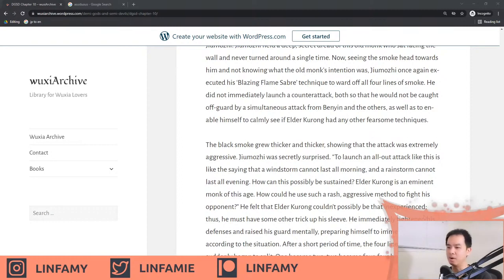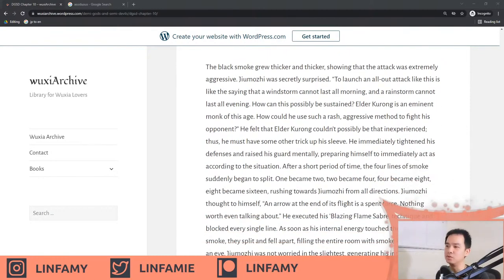Emperor Kurong is an eminent monk of this age. How could he use such a rash, aggressive method to fight his opponent? He felt that Elder Kurong couldn't possibly be that inexperienced. Thus, he must have some other trick up his sleeve. He immediately tightened his defenses and raised his guard mentally, preparing himself to immediately act in accordance to the situation. After a long period of time, the 4 lines of smoke suddenly began to split. 1 became 2, 2 became 4, 4 became 8, 8 became 16, rushing towards Jiumozu from all directions.